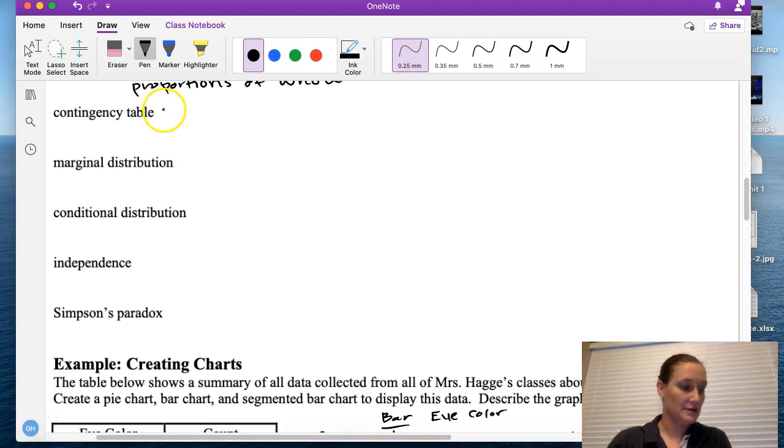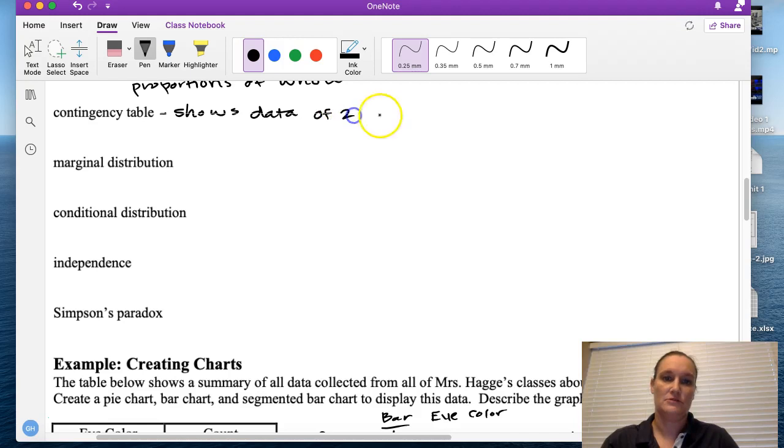All right, so we're going to talk about the second half of chapter 2, which is distributions and showing if two variables are independent. So it's being able to compare two variables and see if they're independent, if there's a relationship between them, kind of, I guess. A contingency table shows data of two variables.